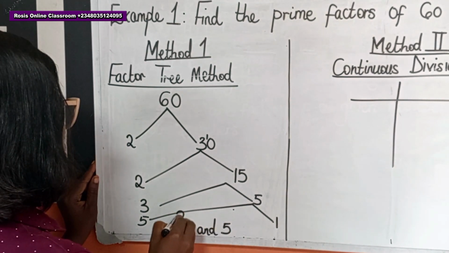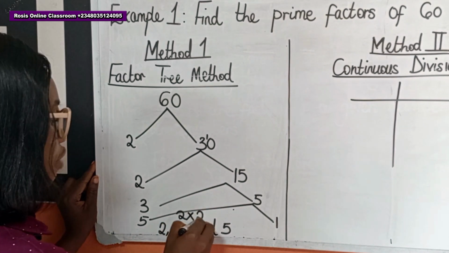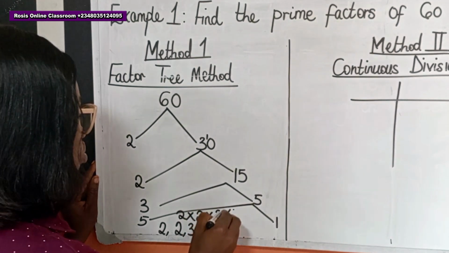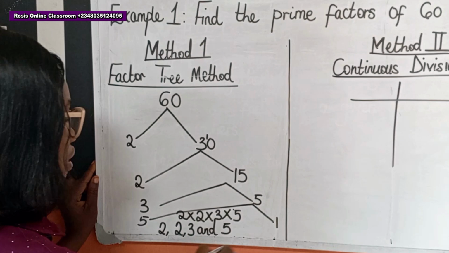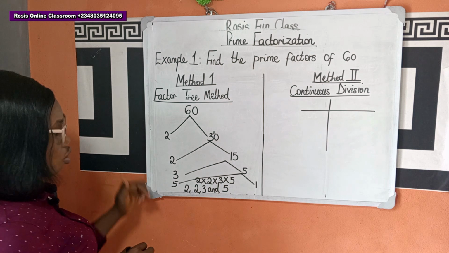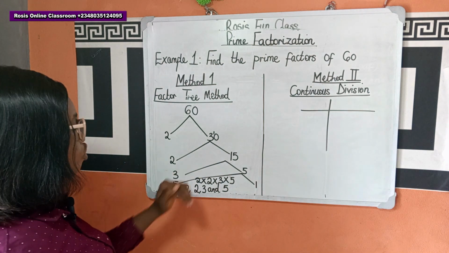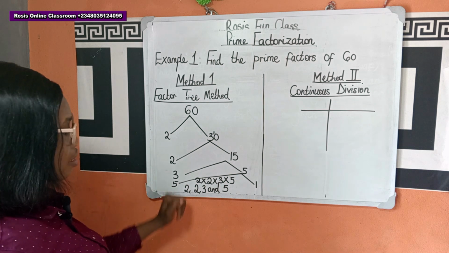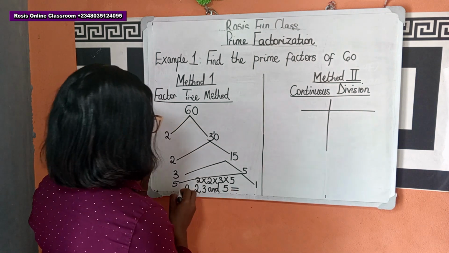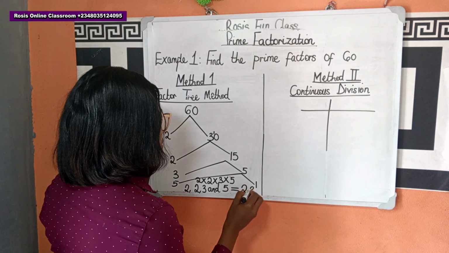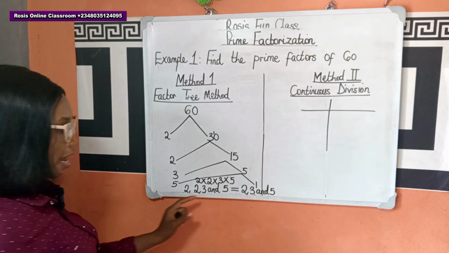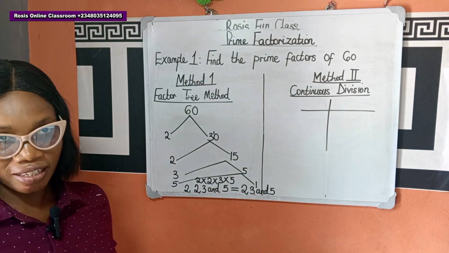Remember, 2 times 2 gives us 4. 4 times 3 gives us 12. 12 times 5 gives us 60. So, what are the prime factors of 60? What are those numbers that are prime numbers? Those factors that are prime numbers in the factors of 60. Now, the prime numbers are 2, 3, and 5. These are the prime factors of 60.